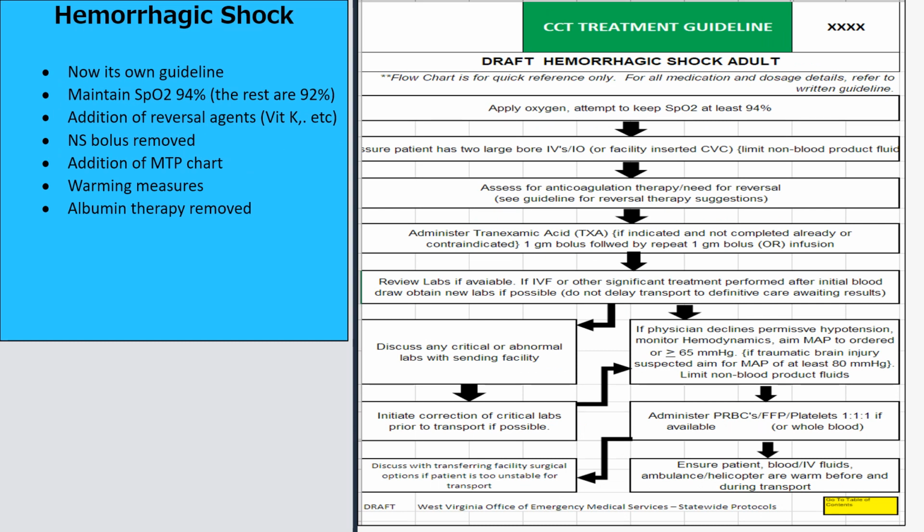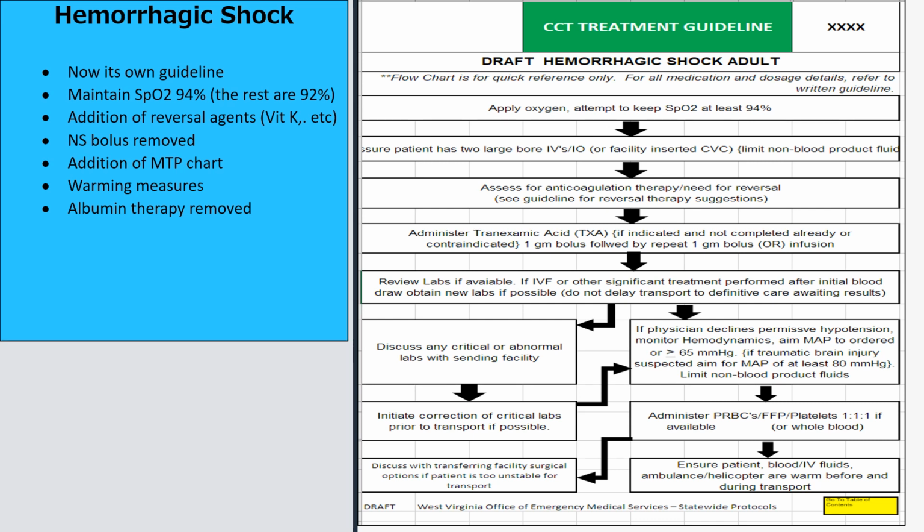The CCT treatment guideline for hemorrhagic shock. The flowchart is for quick reference only. For all medication and dosage details, refer to written guidelines. Apply oxygen and attempt to keep the SpO2 at least 94%. Ensure that the patient has 2 large bore IVs or IO, or the facility has inserted a CVC.